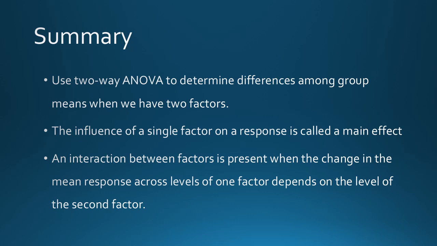So let's review. We can use two-way ANOVA to investigate differences among group means when we have two factors. A main effect is the influence of a single factor on the response. An interaction between factors is present when the change in the mean response across levels of one factor depends on the level of the second factor.